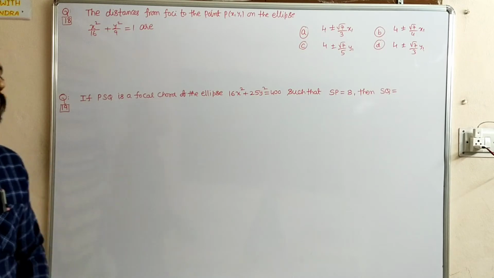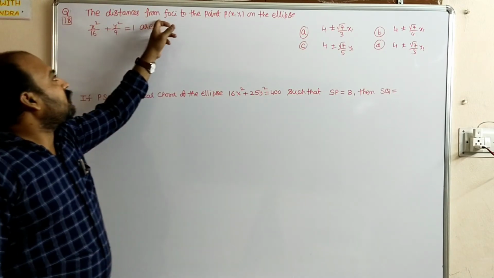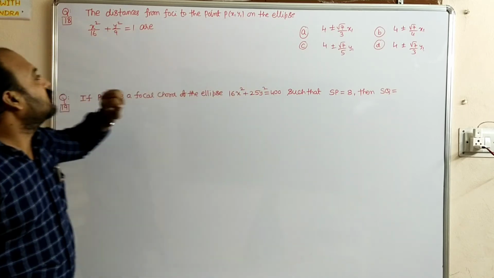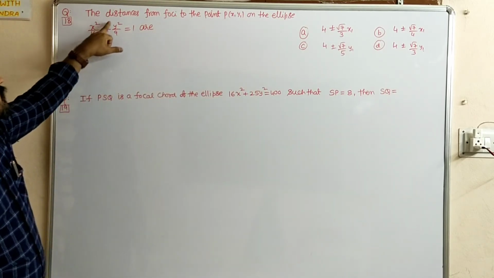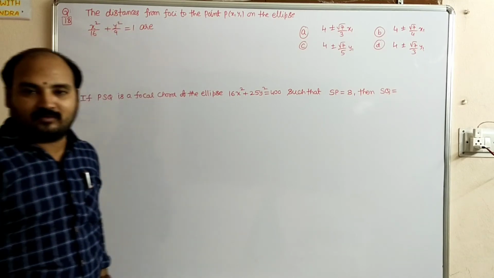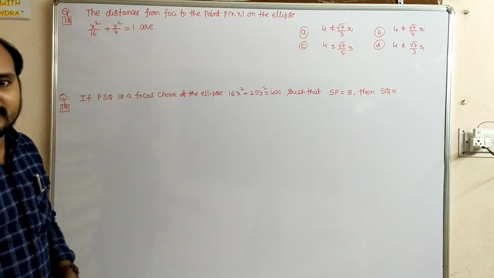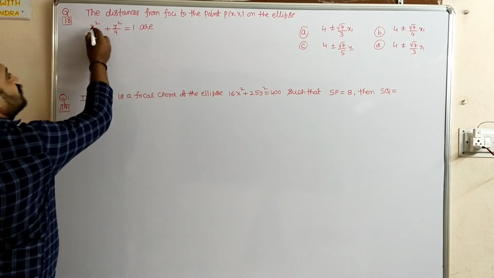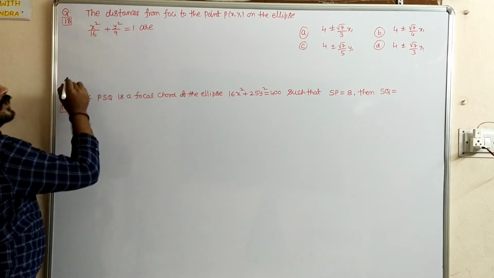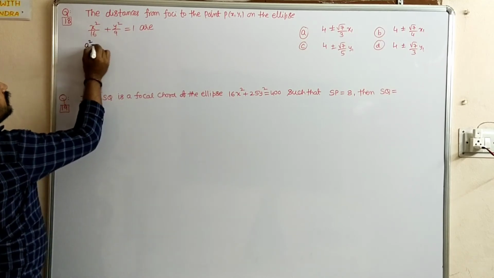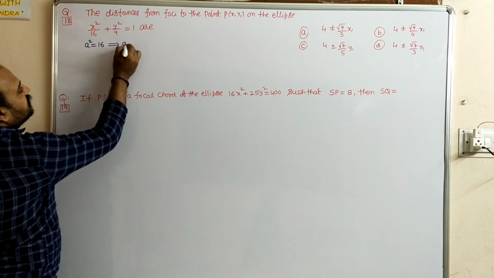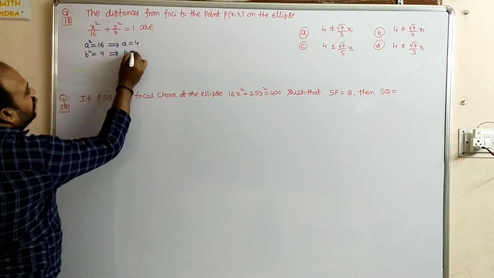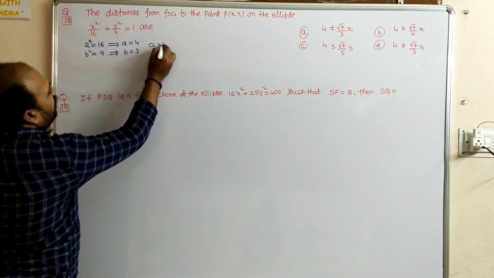The next question. The distances from foci to the point P of x1, y1 on the ellipse x square by 16 plus y square by 9 equal to 1 are. The same type of question we discussed in this class, but here the case is different. x square by 16 plus y square by 9 equal to 1, where a square equal to 16, that implies a is equal to 4, b square equal to 9 and b is equal to 3. Clearly a is greater than b.